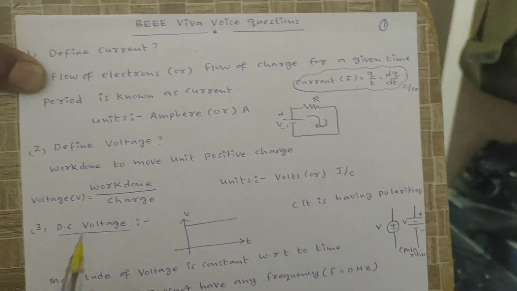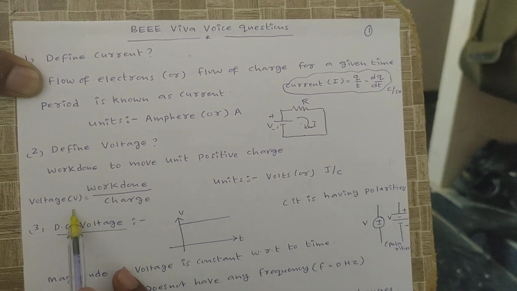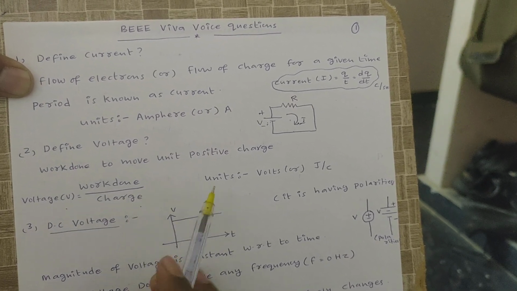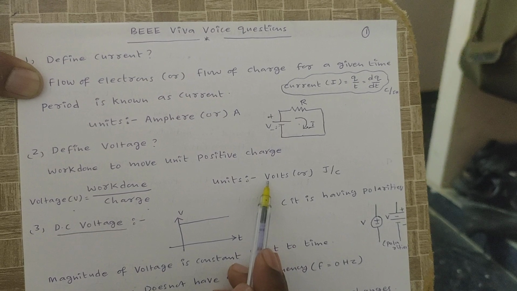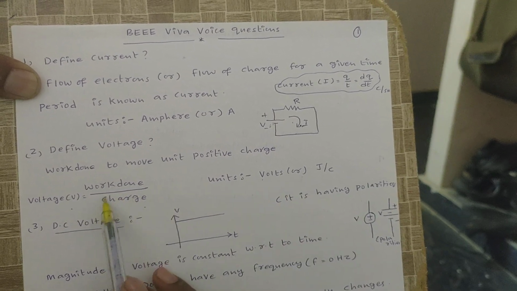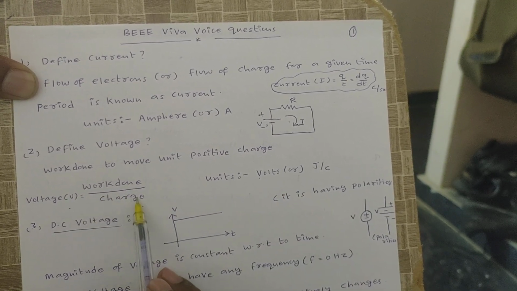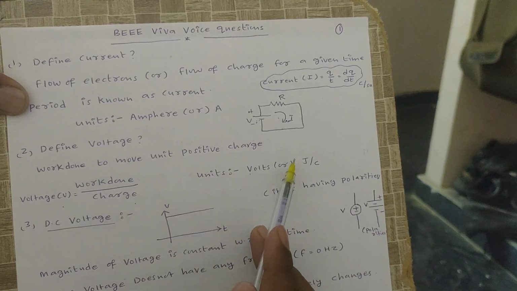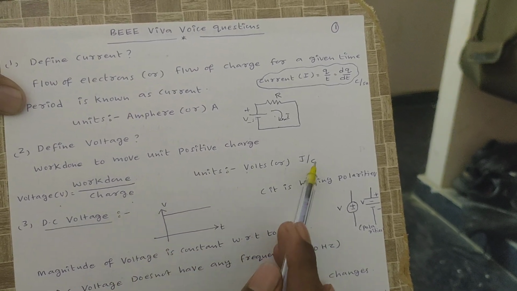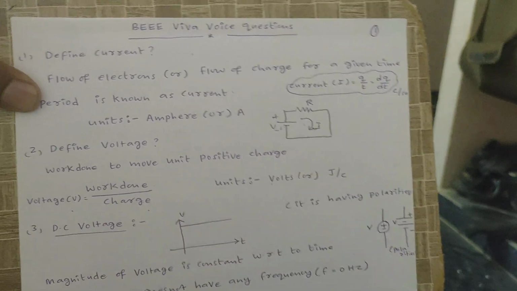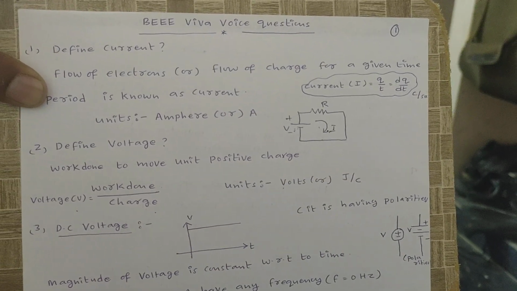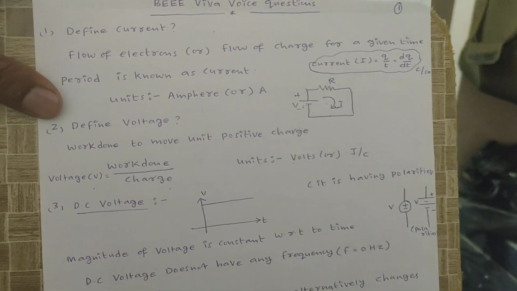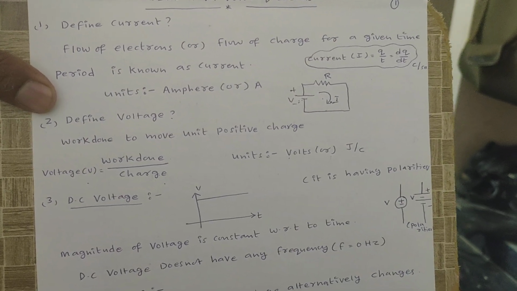The voltage formula is voltage V is equal to work done divided by charge. The units for voltage are volts. From this formula, V is equal to work done by charge. We already know that the unit for work done is joules and the unit for charge is coulombs. Then the units for voltage will be joules per coulomb.